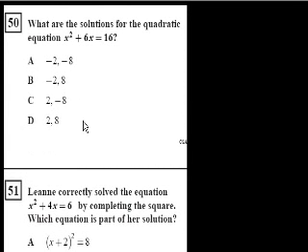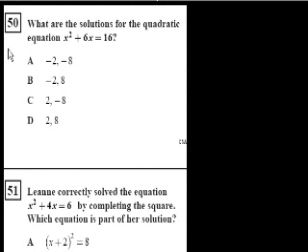Let's see. We're on problem 50. Problem 50. I'll copy and paste 50 and 51. All right. What are the solutions for the quadratic equation x squared plus 6x is equal to 16?